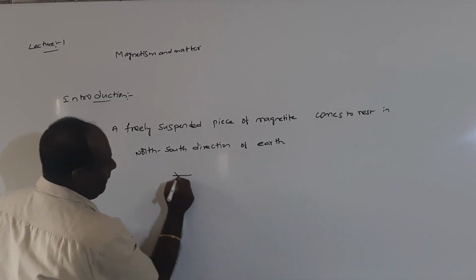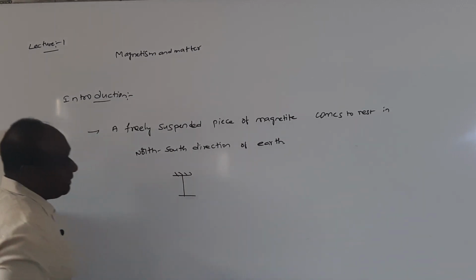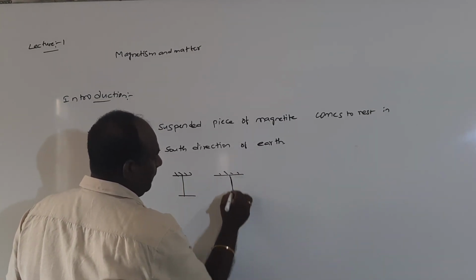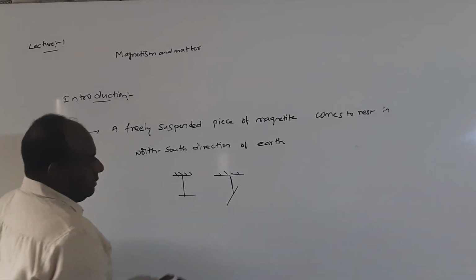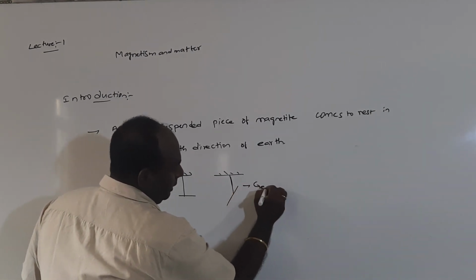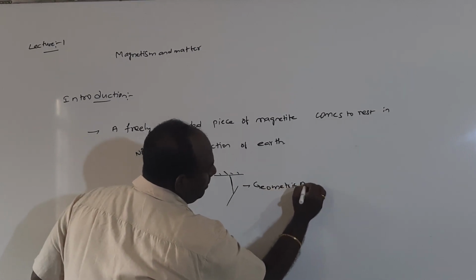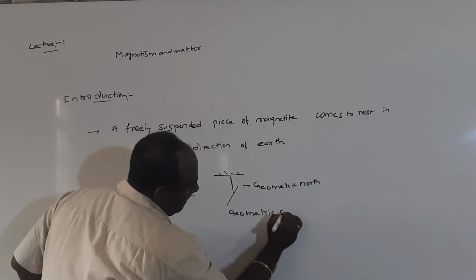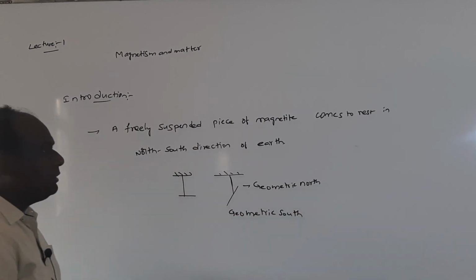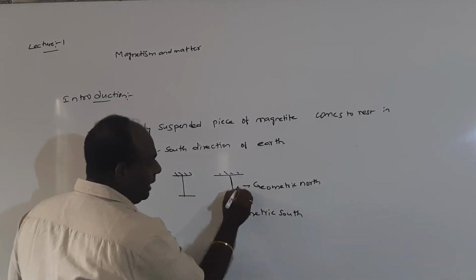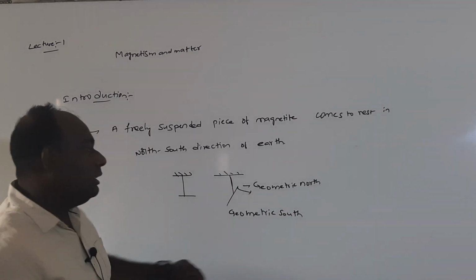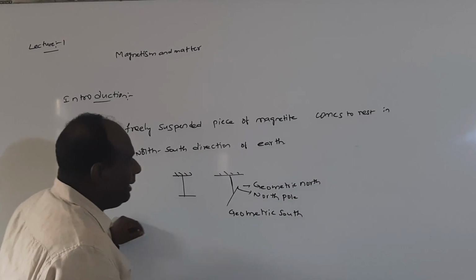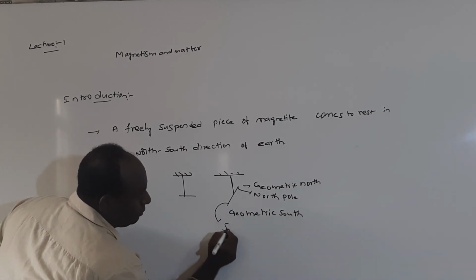See, assume this is a free surface. From this I am suspending a magnet needle. After some time, the magnet needle comes to rest in the geometric north and south direction. This is geometric north, this is geometric south. The end which points towards the geometric north is known as north pole. The end which points toward the south is known as south pole.